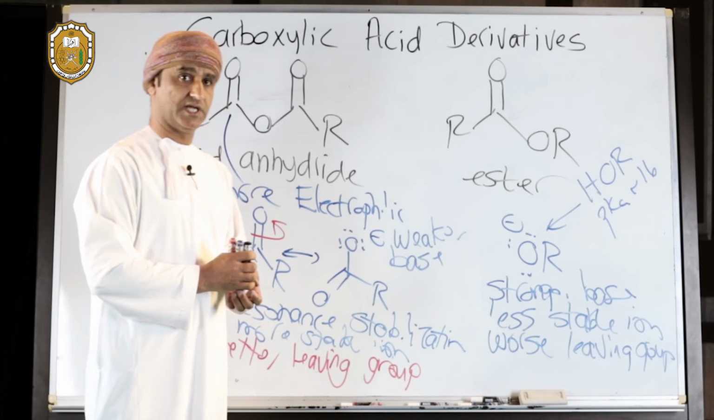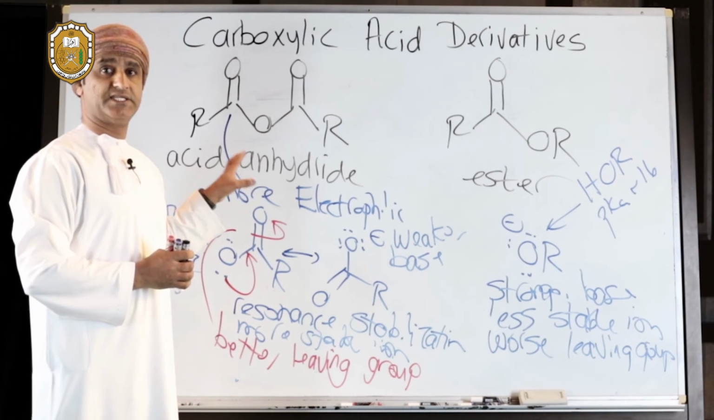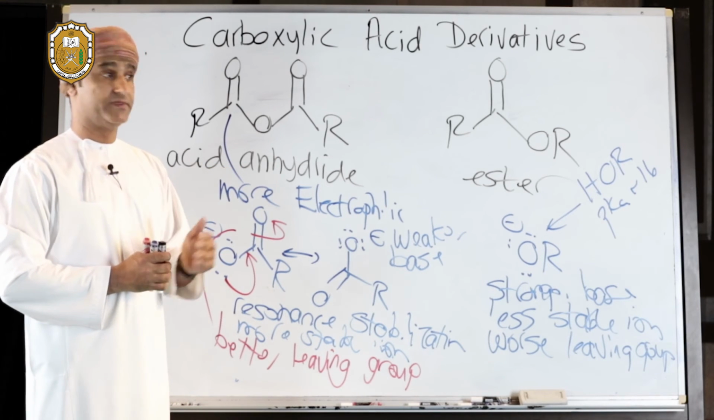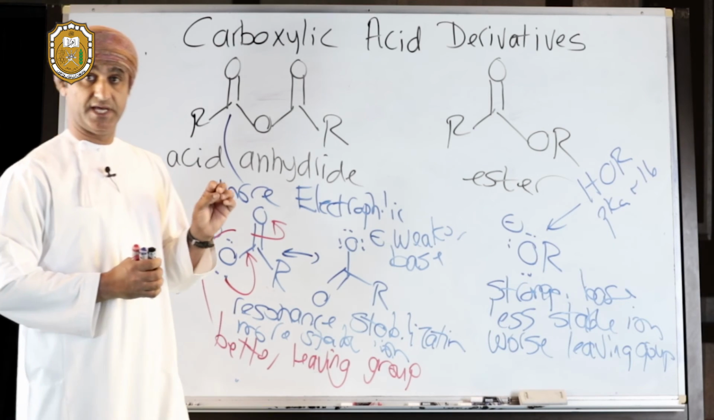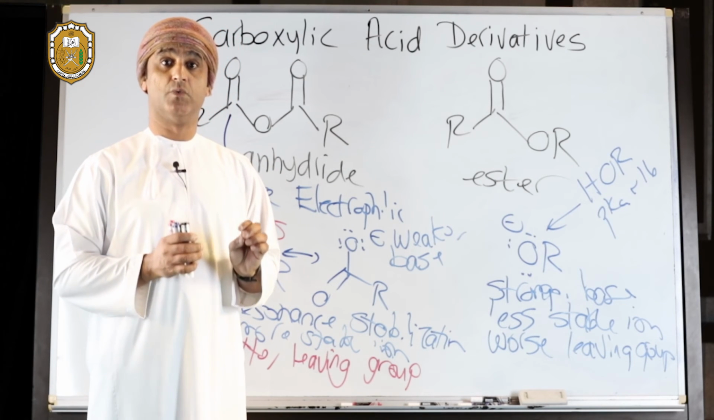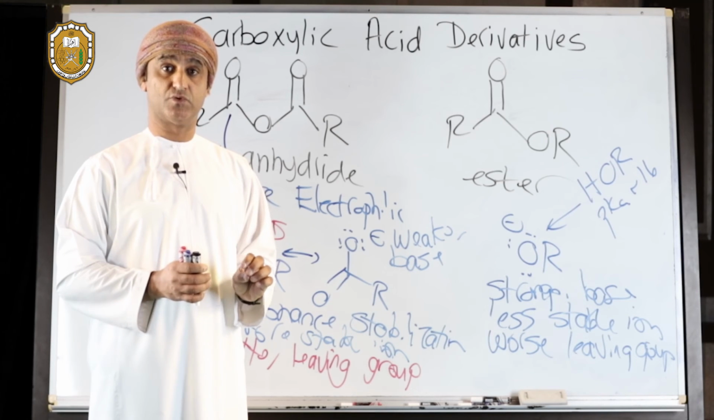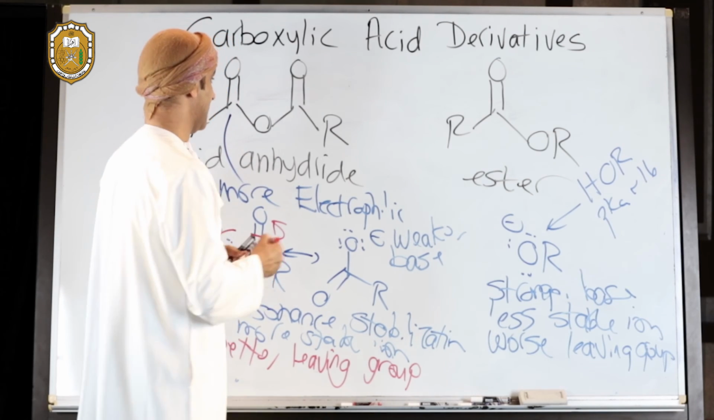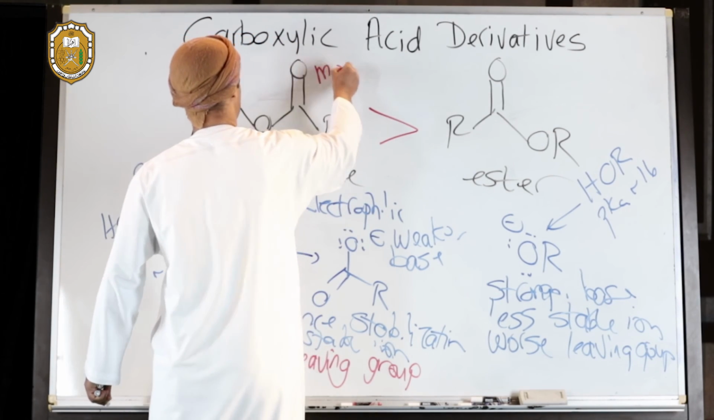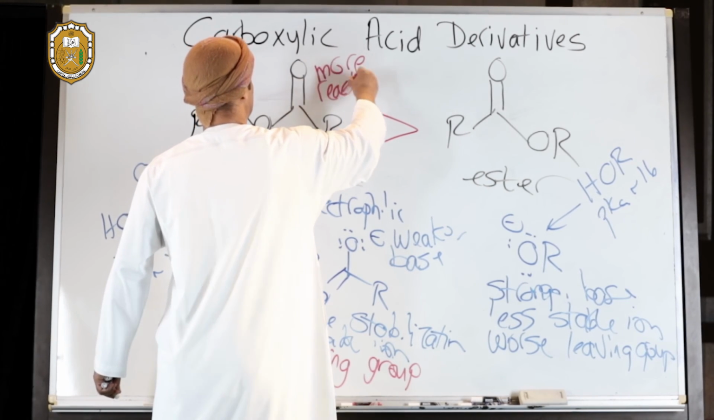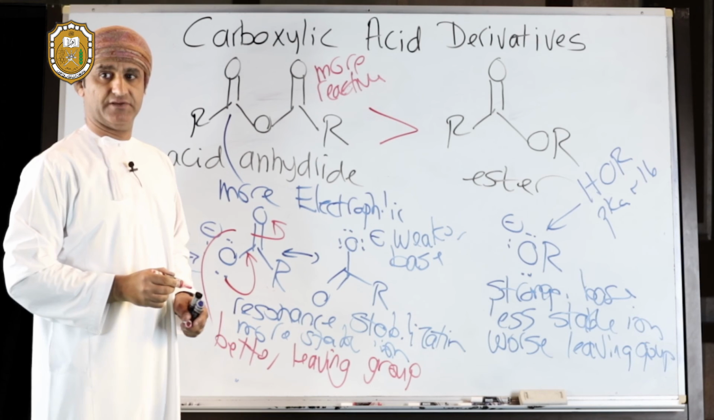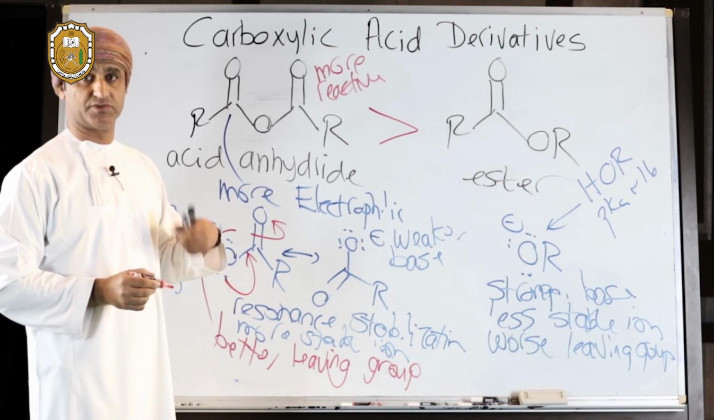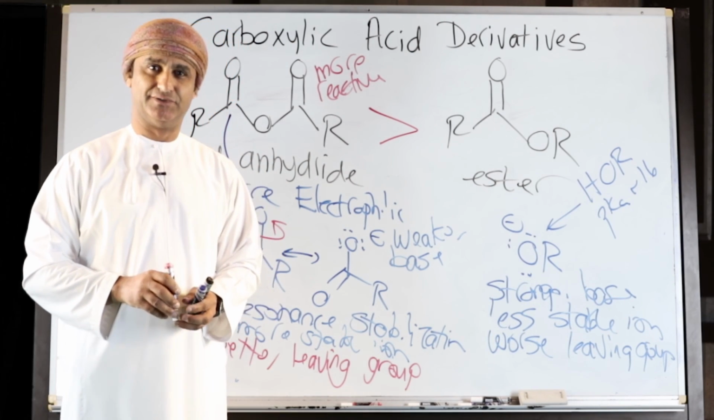Now, in summary, acid anhydrides are more electrophilic at the carbon of the carbonyl group than esters. Also, acid anhydrides contain a better leaving group, which is the carboxylate, than the alkoxide ion, which is present in esters. So therefore, acid anhydrides are more reactive than esters in nucleophilic acyl substitution reactions, not only because of the higher electrophilicity, but also because of the better leaving group ability.